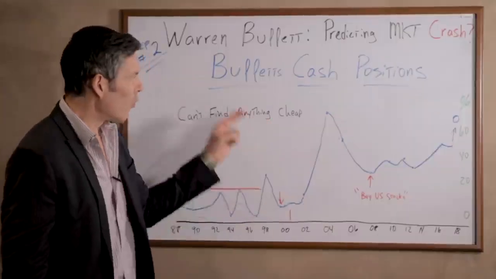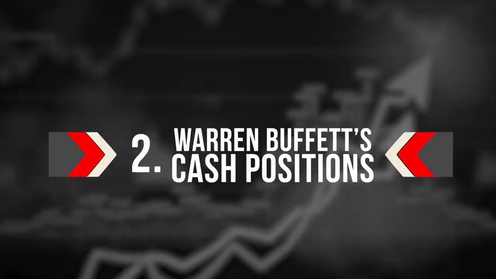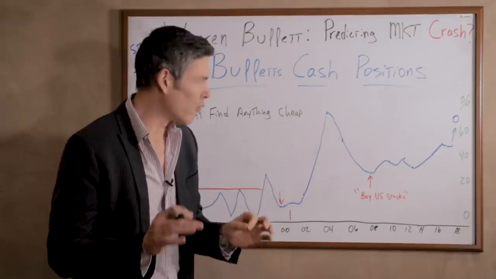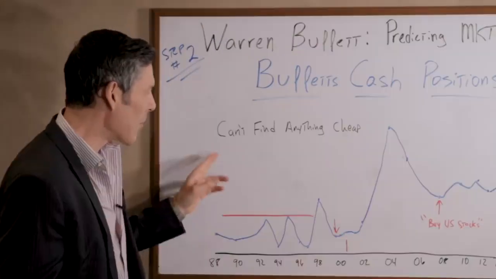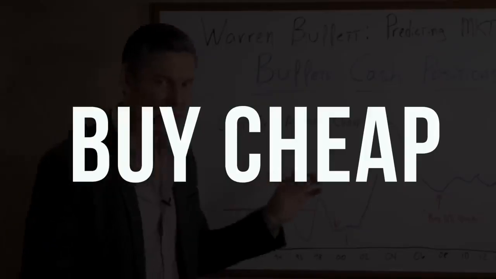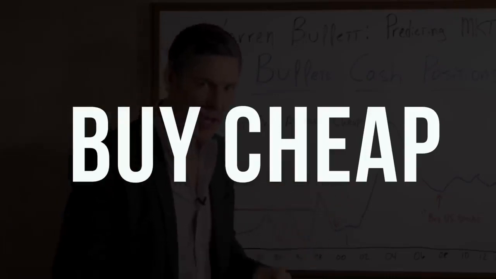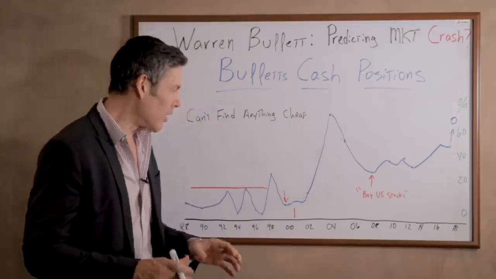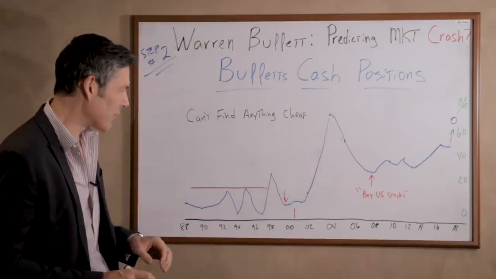Step number 2, Warren Buffett's cash positions. This reveals a lot. Remember, Warren Buffett likes to buy things when they are cheap. Remember, that's my number 1 principle in my personal investment philosophy.